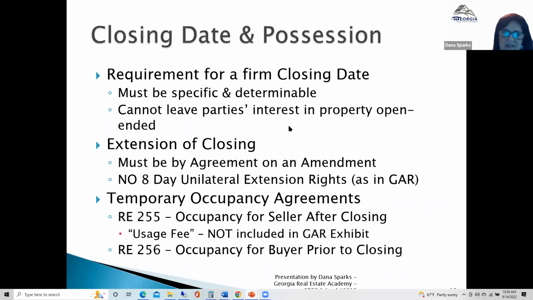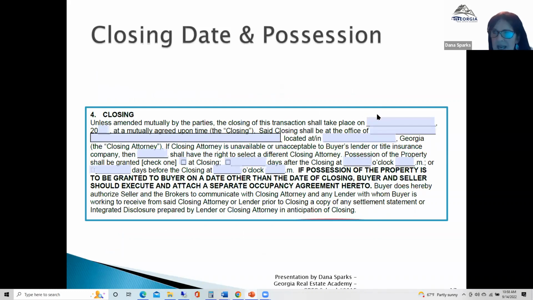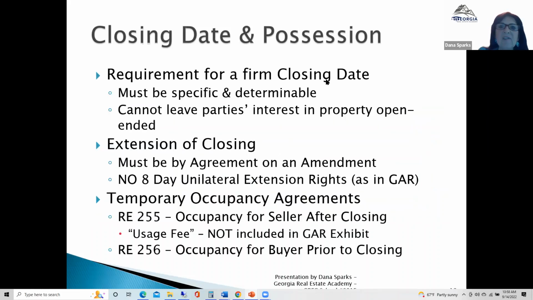You guys, there is a firm closing date. Please notice, it does not say on or before. It says the closing shall take place on. Firm closing, it must be specific and determinable. You cannot leave a party's interest in the property open-ended. You also cannot say on or before, because that does not demonstrate what we call a meeting of the minds, and that's one of the elements for an enforceable contract for real property here in Georgia.